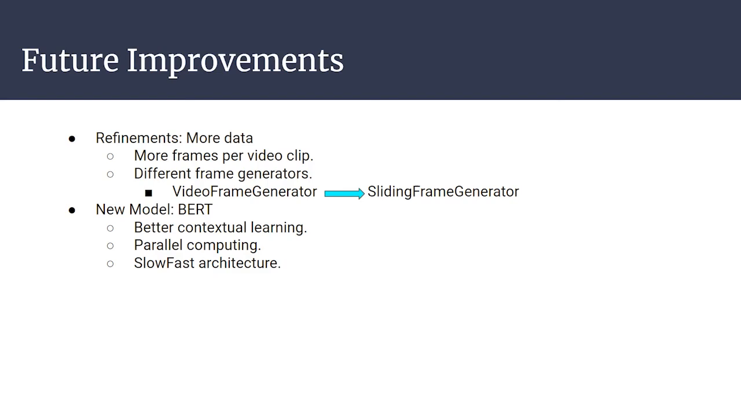So far, we have only successfully used bidirectional LSTM for sequential learning. We may as well switch to a completely different model. One promising candidate we have utilizes BERT, as proposed by Kalfaoglu et al. Compared to LSTM, BERT has the advantages of better contextual learning, enabling parallel computing, and the model also adopts a slow-fast architecture.